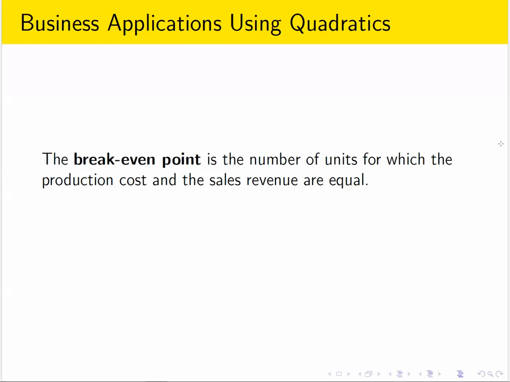Another way of saying that is to say that the profit is zero. So if your cost and your revenue are the same, the amount of money coming in and the amount of money going out are equal, then there's no profit and there's no loss.